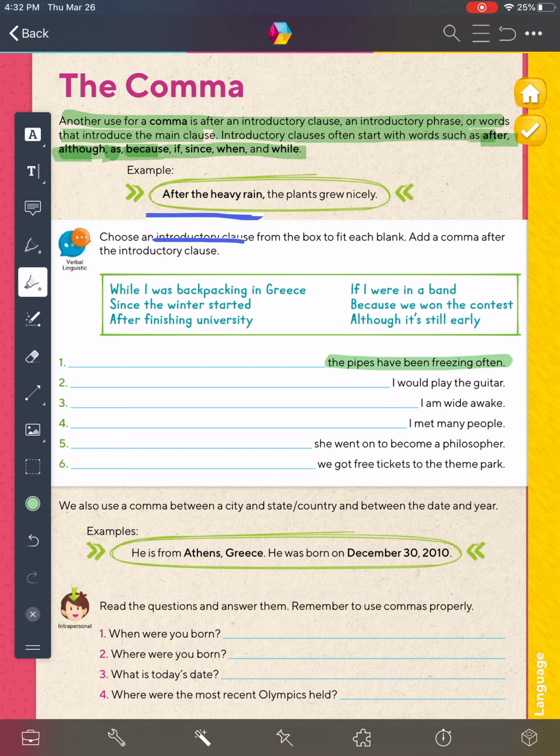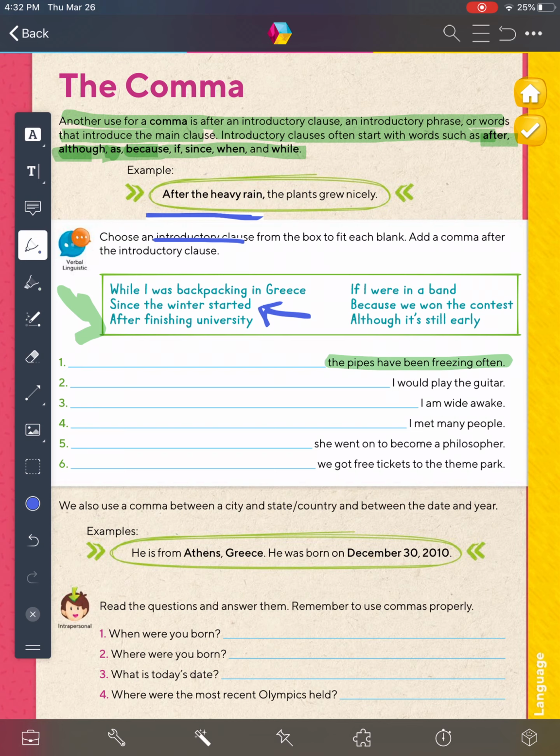Okay, so if I need an introductory clause from these options, we're talking about pipes, we're talking about freezing, so it has to do something with water or cold, right? Okay, let's go to the box and read our options. I would pick this one. What do you think? Since the winter started, the pipes have been freezing often.